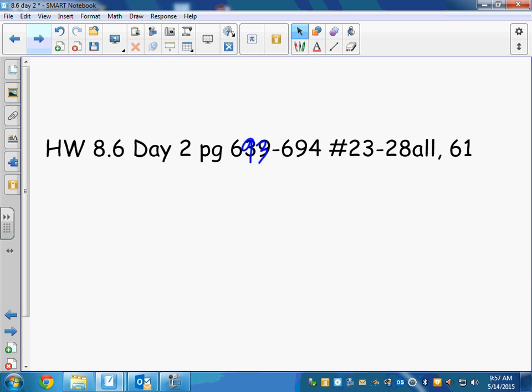23 through 28 all. You really don't have a ton of time in here, but it's just like those 4 problems that we just did, which means you have a good chance of getting that done, and 61 is a multiple choice question. So not a bad couple days of homework. Maybe not a bad day to have a homework quiz tomorrow to try to boost some grades up here. Which means if you haven't done your homework, you better do some homework.